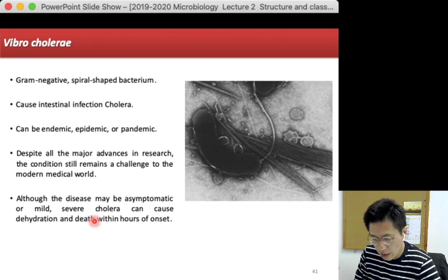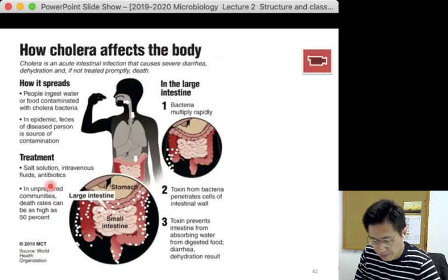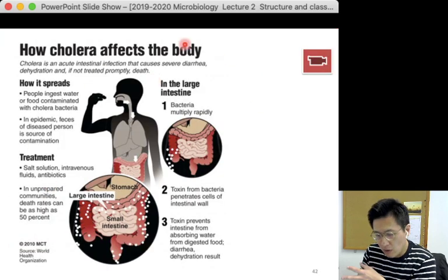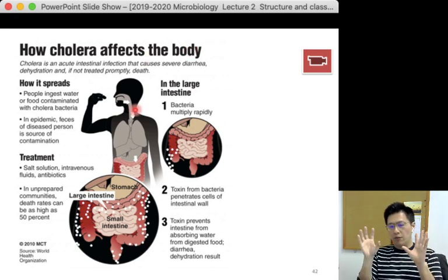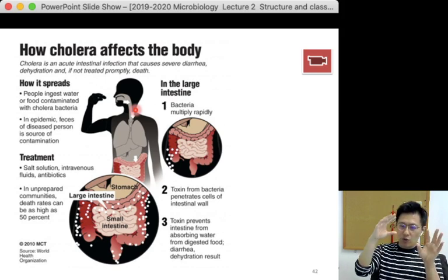Okay, they usually die of dehydration. So how do they affect the body? Okay, so they mainly spread through fluid. So it's a fluid. Okay, contact. So we drink dirty water.